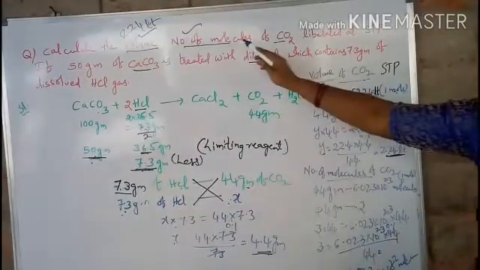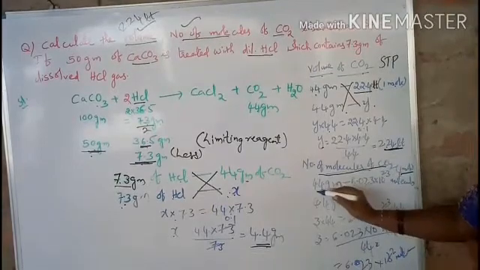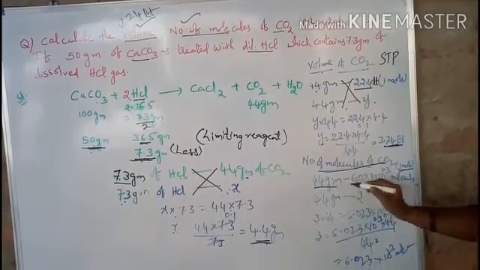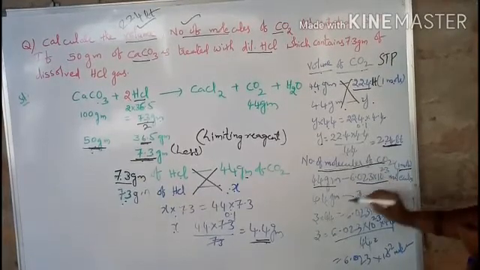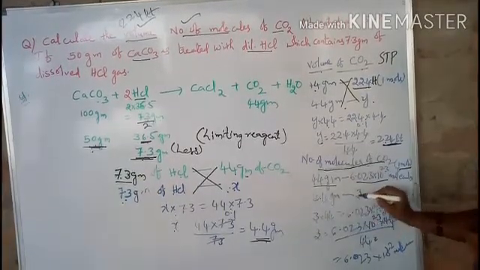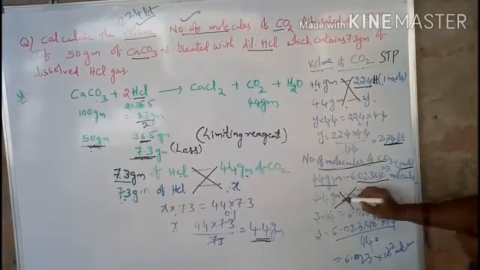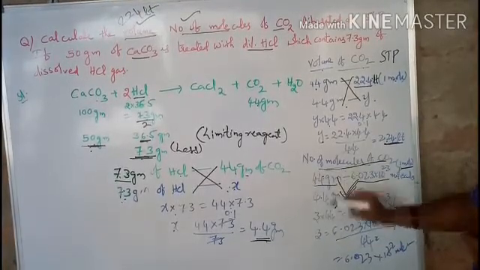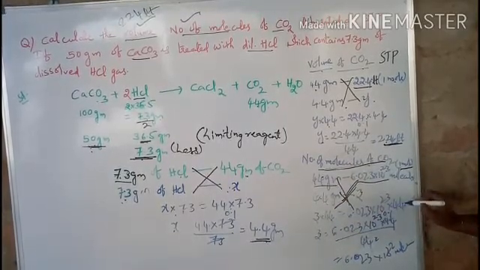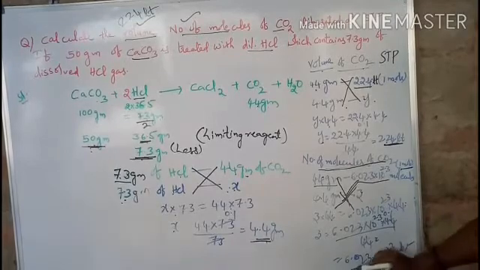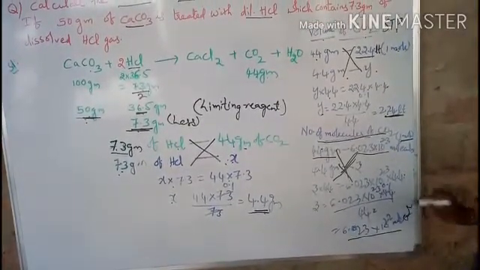Then you have to calculate the number of molecules. So number of molecules of CO2. 1 mole of CO2 means 44 grams. 44 grams has 6.023 into 10 to the power of 23 molecules. Then 4.4 grams of CO2 has how many molecules? Let it be Z. Now do cross multiplication here. Z into 44 is equal to 4.4 into 6.023 into 10 to the power of 23. After calculation you will get the answer 6.023 into 10 to the power of 22 molecules.